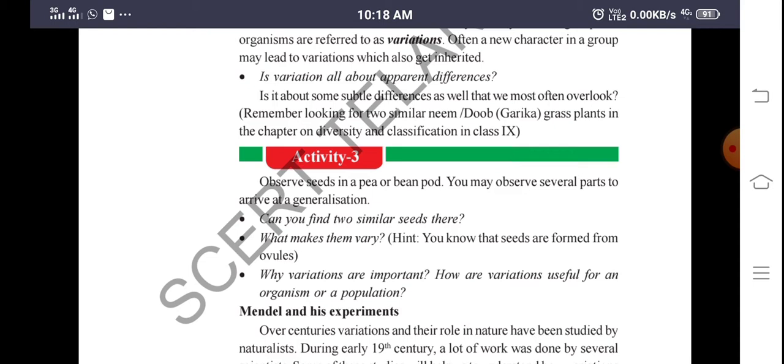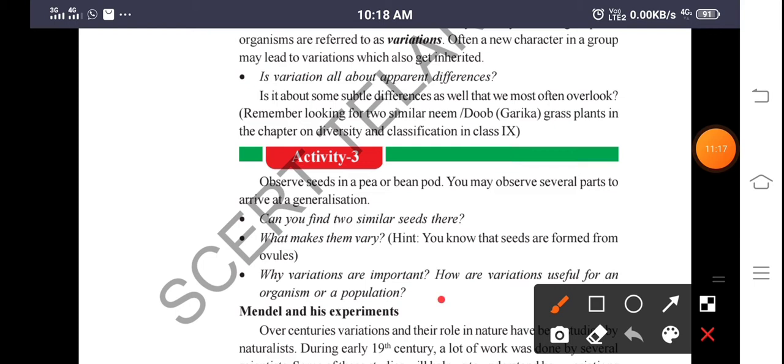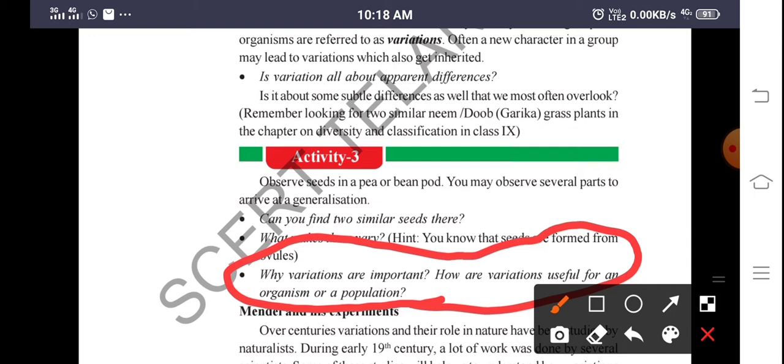Why are variations important? How are variations useful for an organism, a population? For this question, I will explain the answer, and it is very, very important. Variations are nothing but changes, you have to keep that in mind. But in which way do these changes help the organism? Whatever changes occur in the organism, they help in survival.